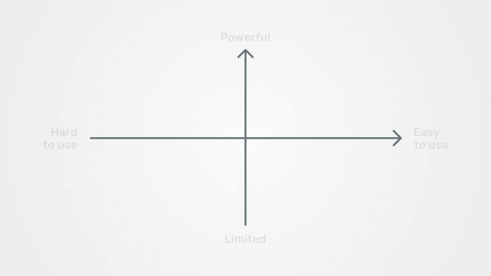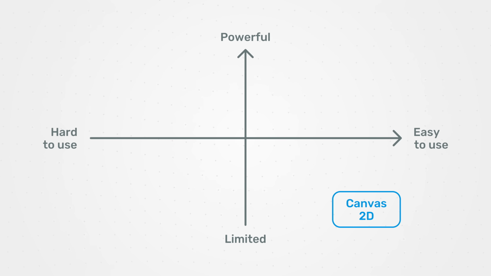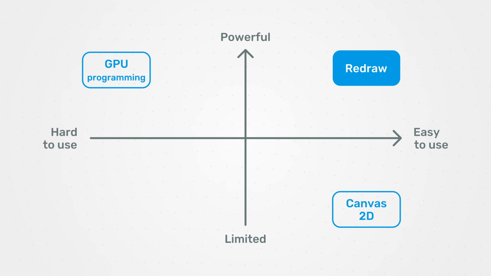So, a new grade of 2D primitives, Project Redraw. Let me set the scene. Currently, we have 2D primitives, which are extremely easy to use, but somewhat limited. And then you have GPU programming, which is incredibly powerful, but extremely hard to use. Our goal is to provide an easy-to-use API a la Canvas 2D, but offering incredibly advanced 2D primitives.